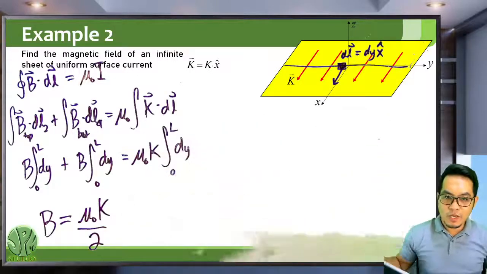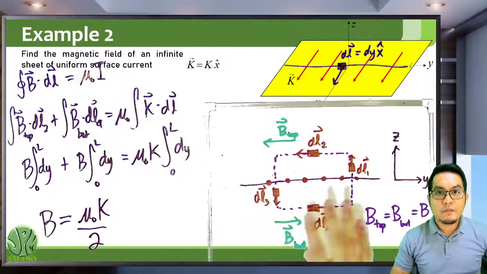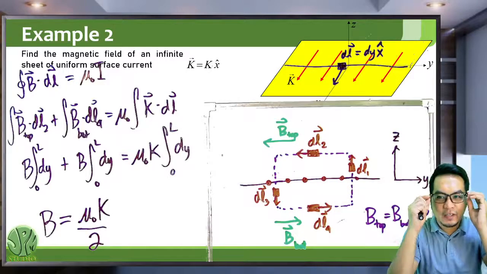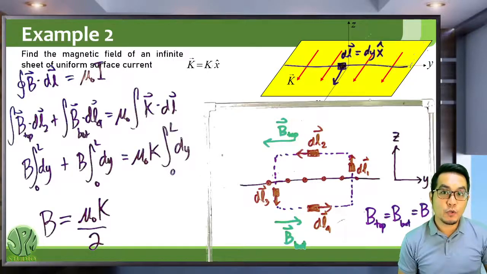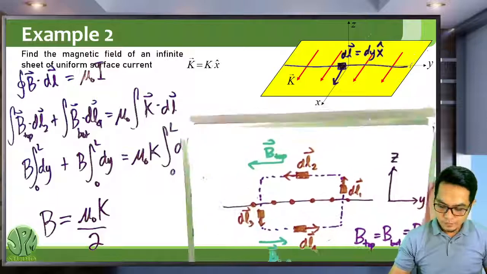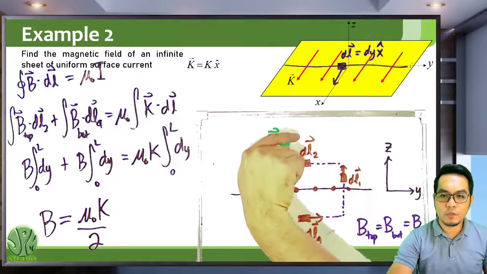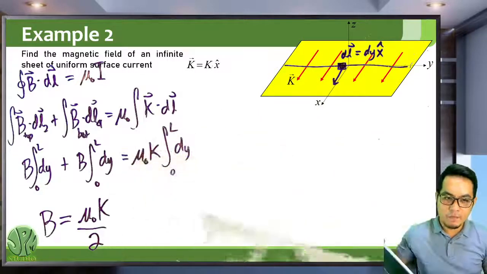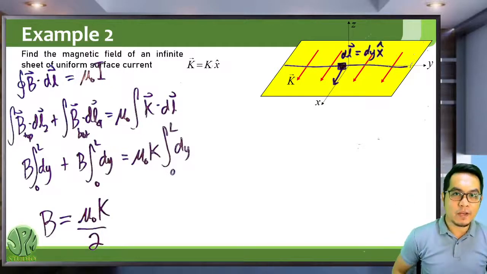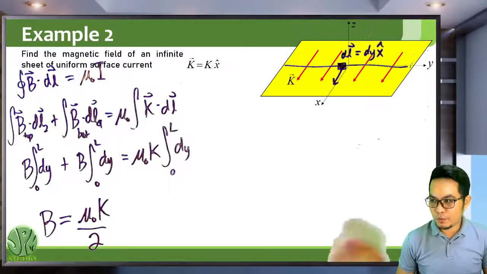So similar with an infinite sheet of charge, wherein the electric field doesn't depend on position, it's actually uniform. The magnetic field is also uniform, since K here is uniform. So for a uniform sheet of surface currents, the magnetic field is actually uniform. But the direction at the top and bottom are opposite. So at the top of the sheet, you will have a magnetic field in that direction. At the bottom of the sheet, it's in the opposite direction. But they have the same magnitude, and their magnitude is constant. It doesn't depend on any coordinate or any position.